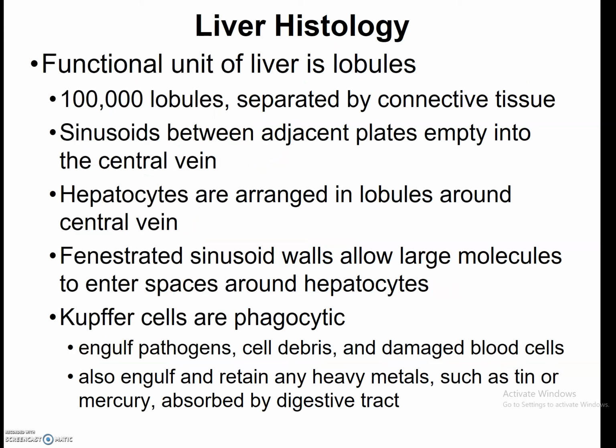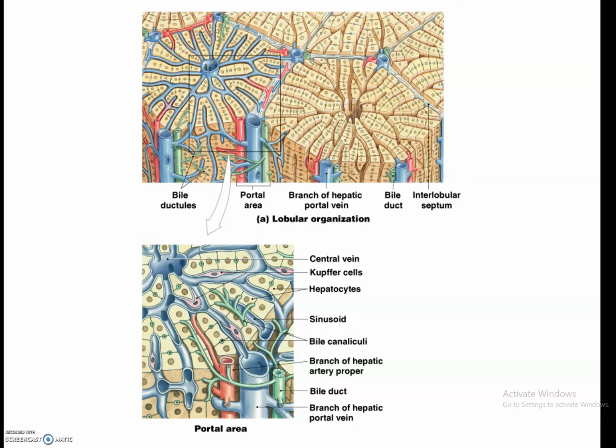My apologies. In terms of liver histology, the lobes are broken down into lobules, and there are about 100,000 lobules, again, depending on the size of the liver, and they're all separated by connective tissues. The connective tissues develop into these little regions called sinusoids. And basically the sinusoids lie between plates that empty into the central vein. So I do have a picture of that. Hepatocytes are arranged inside of these lobules around the vein, which I'll go show you in just a minute here.